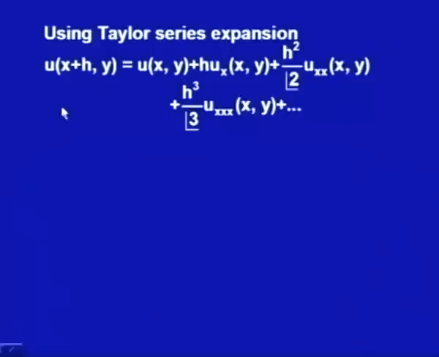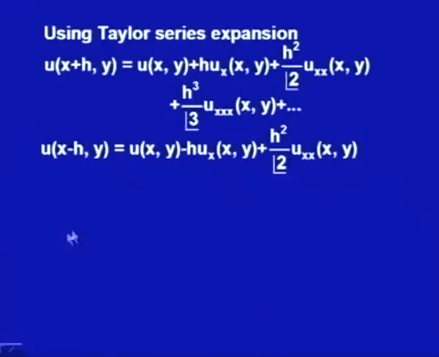Similarly, if I take u(x - h, y), we get the expansion: u(x, y) - h u_x(x, y) + h²/2! u_xx(x, y) - h³/3! times the third partial derivative of u with respect to x at (x, y), and so on.